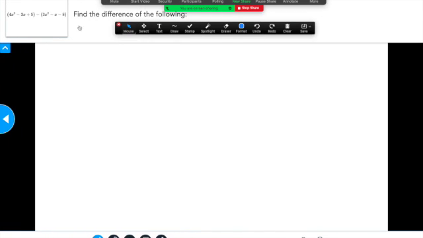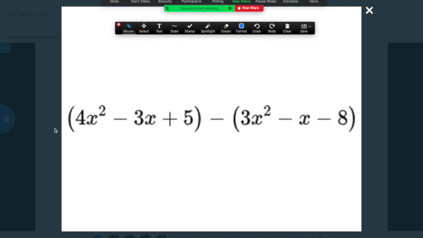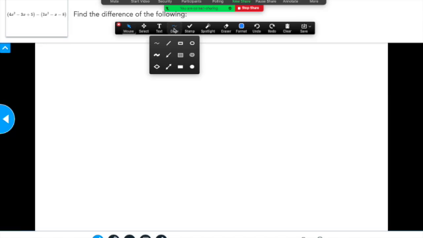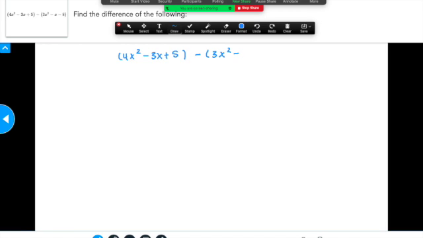So the last question here is asking us to find the difference of the following. We have here 4x to the power of 2 minus 3x plus 5, and that's subtracting with the polynomial 3x to the power of 2 minus x minus 8. I'll give you a few minutes to work on this problem on your own first. Alright. So we have here 4x to the power 2 minus 3x plus 5, and that's subtracting with 3x to the power 2 minus x minus 8.